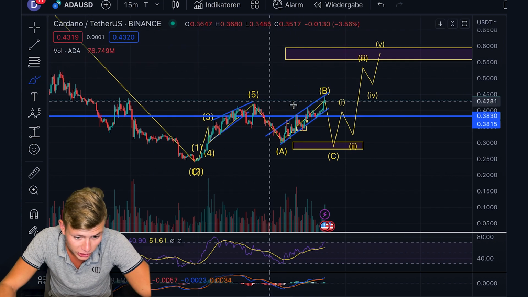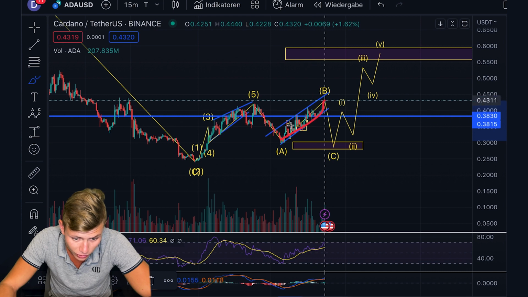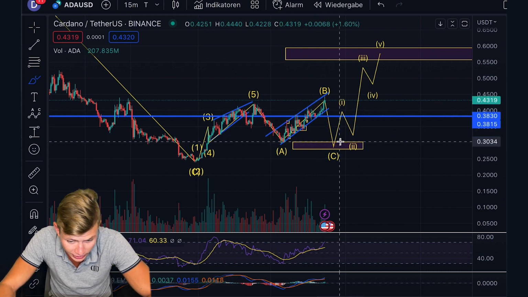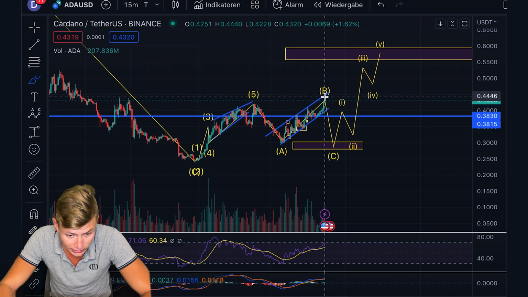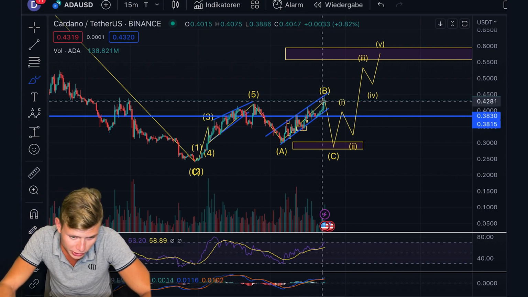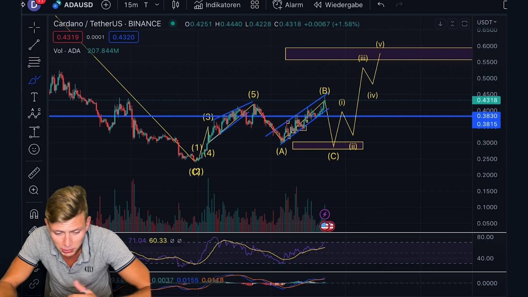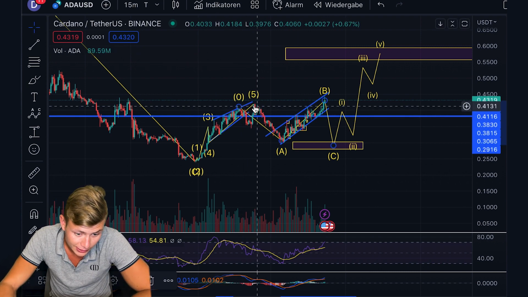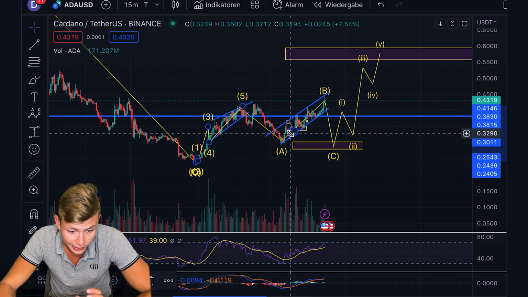So one of the options is, in my opinion, that all of that is a B wave, and we are coming down now once more in a C wave. But the thing is, since we got this high B wave, it is an overshooting B wave, so it makes it a little bit more unlikely. But the other argument here, and that's why I'm neutrally just tracking this right now.